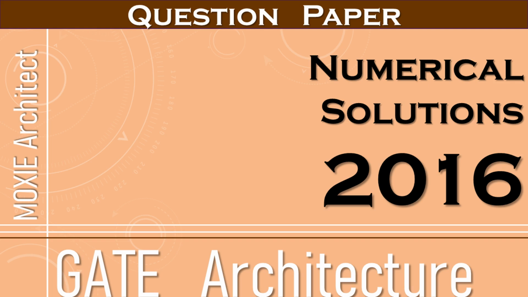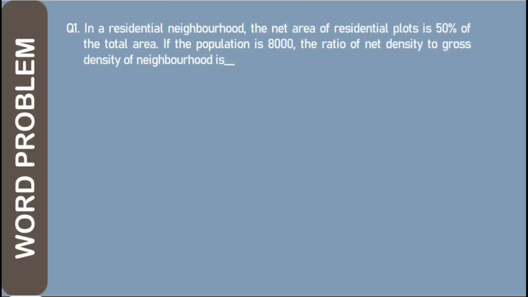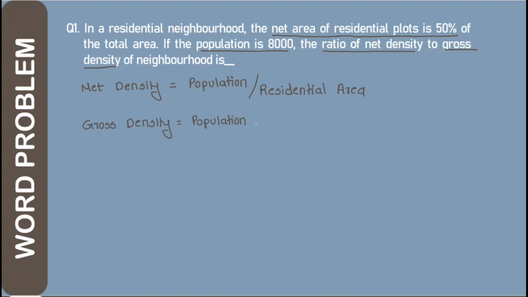So let's dive in. In a residential neighborhood, the net area of residential plot is 50% of the total area. If the population is 8,000, the ratio of net density to gross density in the neighborhood is? Net density is population divided by residential area, whereas gross density is population divided by total area.